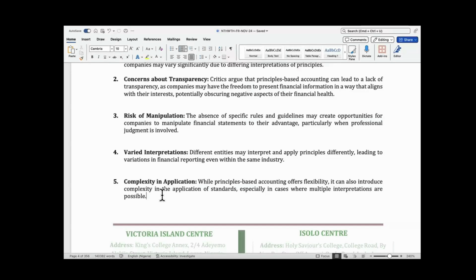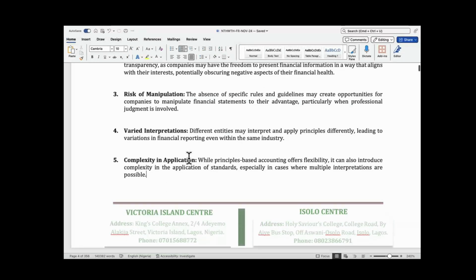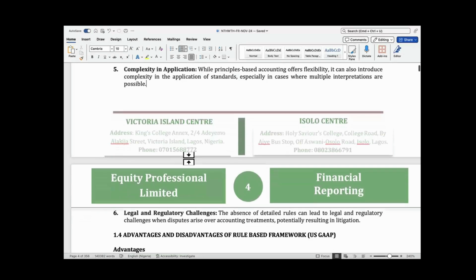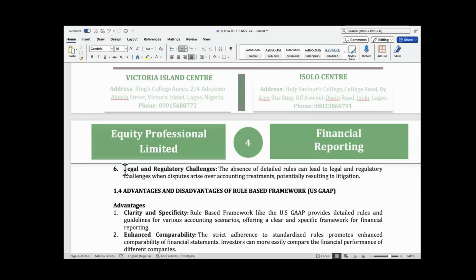When A is saying, no, this is how we should apply this general guide, and B is saying, no, this is how I think we should apply it, it becomes complex. All of these can result in legal or regulatory challenges, because there could be disputes over the treatment of an item. If it's discovered that there was creative accounting, they could sue companies. So, serious legal and regulatory challenges.